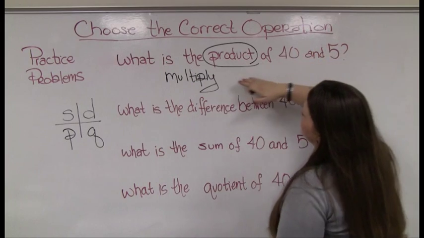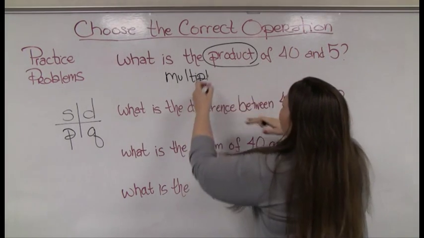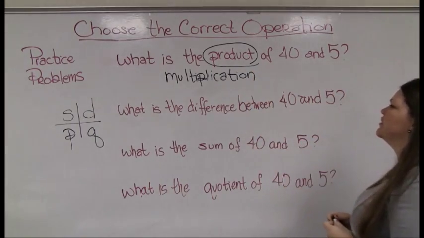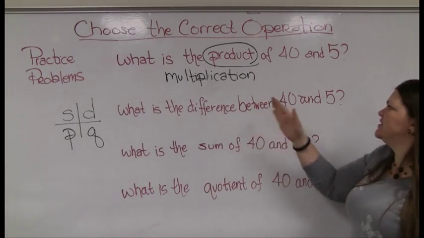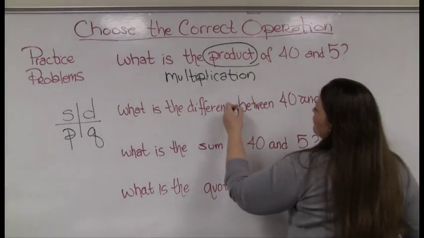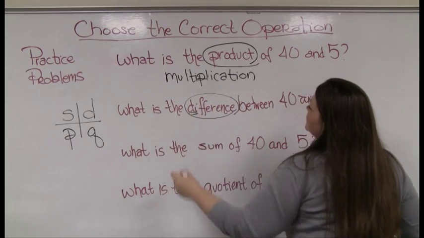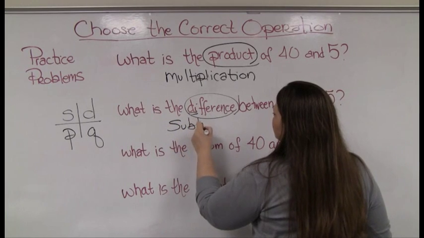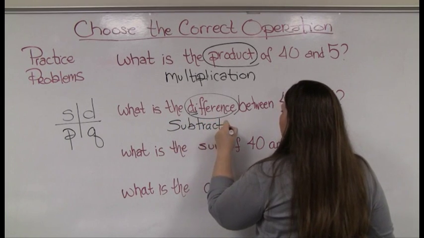Or multiplication. You know what, let's write it that way. What operation is this? Multiplication. Okay, gorgeous. If I asked you what is the difference between 40 and 5, well, what did we learn difference meant? Difference is subtraction. So what is the correct operation? It's subtraction.